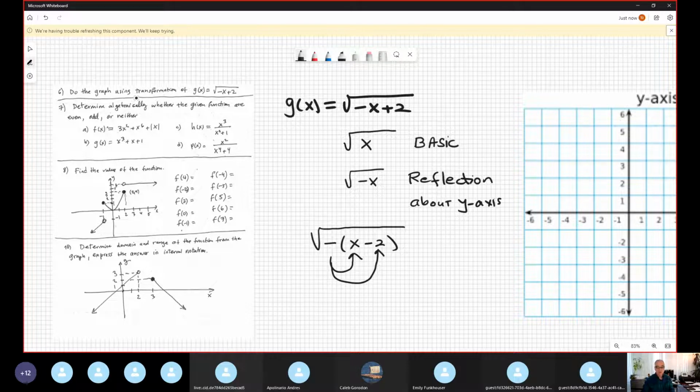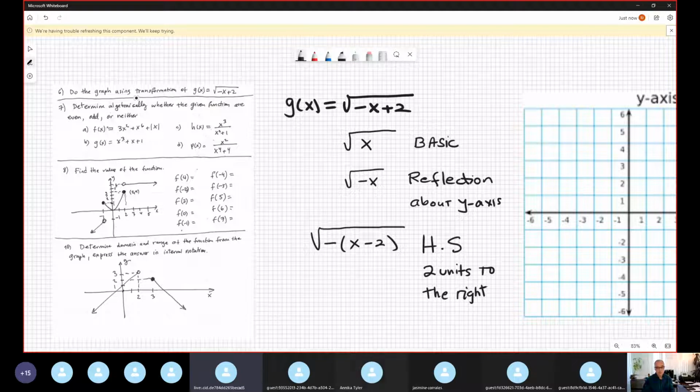So it's actually a horizontal shift 2 units to the right. Do you follow me, guys? Do you understand very well this or no? Yes. Okay. Sure. Cool.